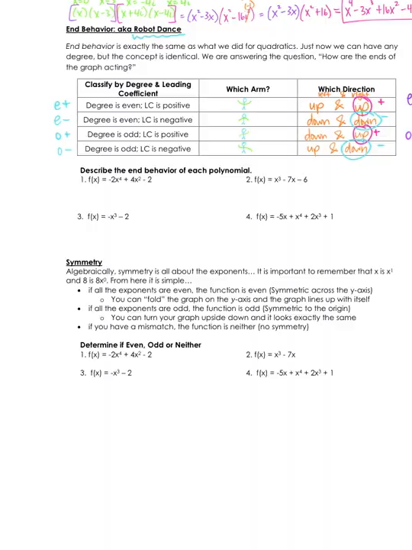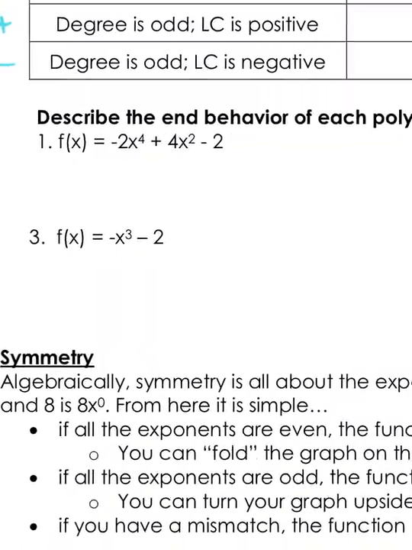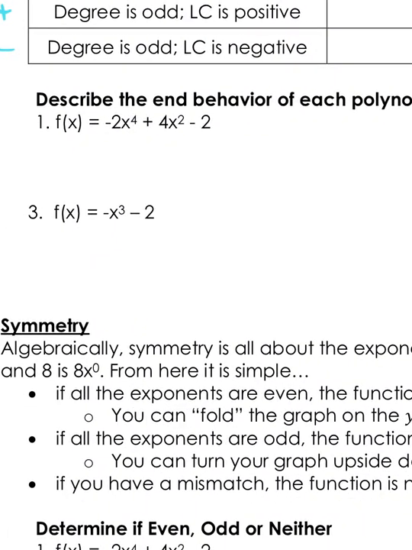So let's look at each polynomial, and we're going to figure out the end behavior. The first thing I want to figure out is, is this positive or negative? I'm looking at the leading coefficient. The leading coefficient here is -2, so this is a negative function. Then I look at the degree and see if it is even or odd. My degree is the highest exponent. In this case, it's 4. 4 is even, so this is E minus.